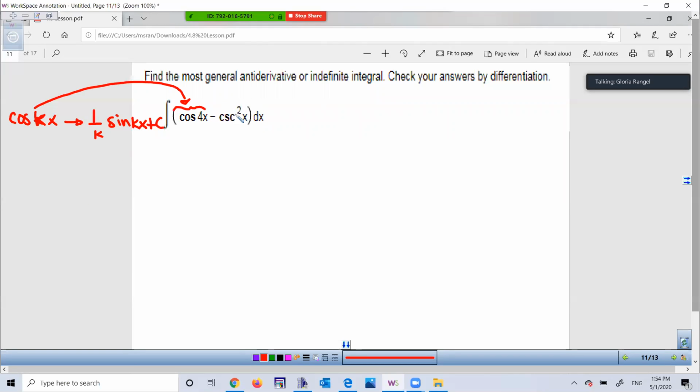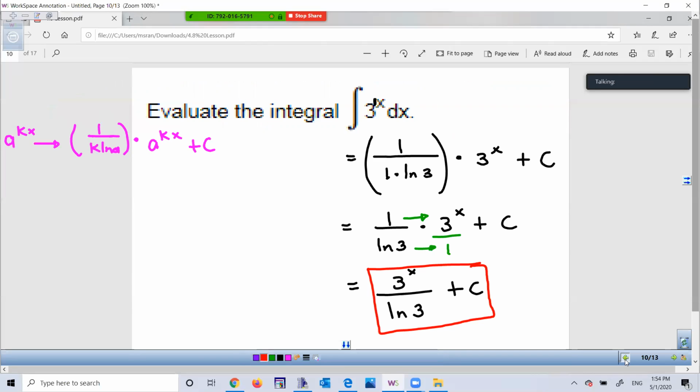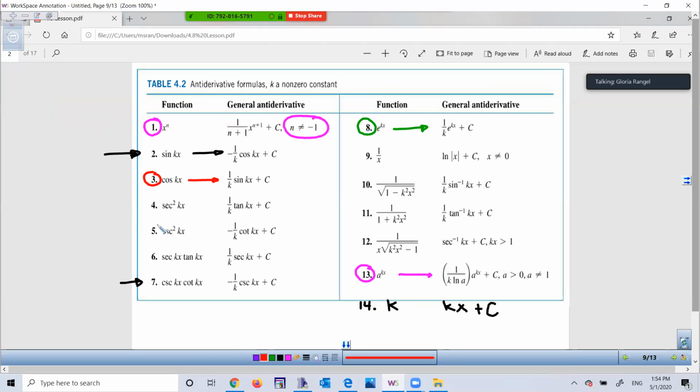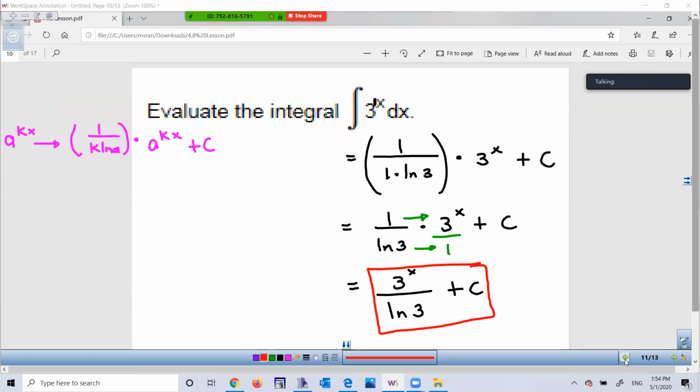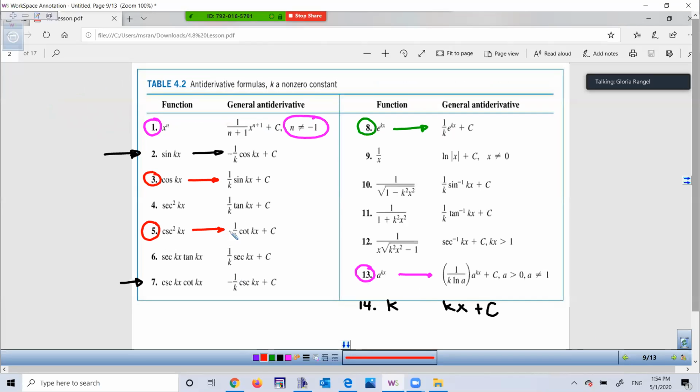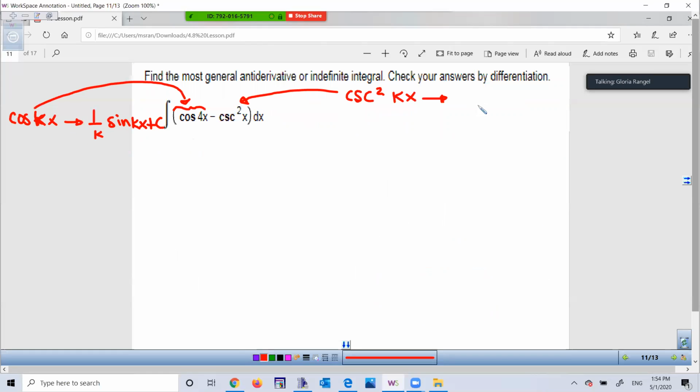What is the formula for cosecant square of whatever angle? Do we have a formula for that? Cosecant square of, yes, we have that in here. Cosecant square of kx, let me copy that in here. So for this one, cosecant square of kx, the antiderivative of that is going to be negative 1 over k cotangent of kx plus c. Negative 1 over k times the cotangent of kx plus c. Okay, so I'm ready. I have the 2 formulas that I need.